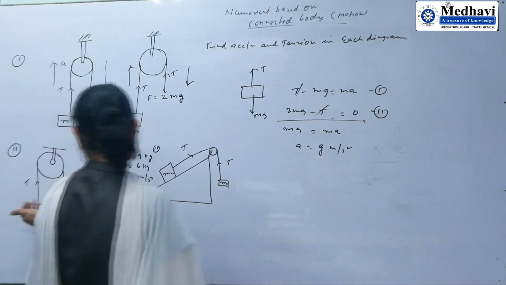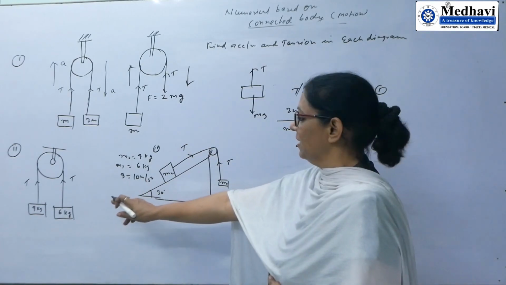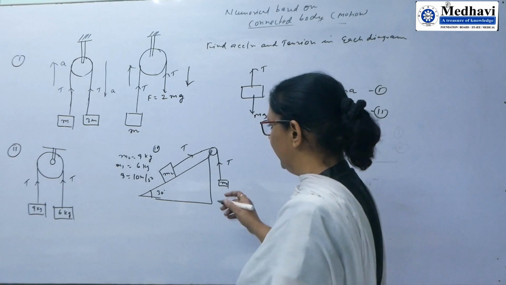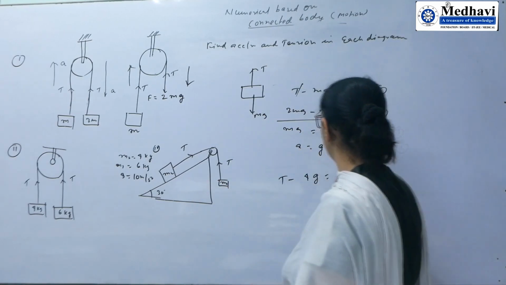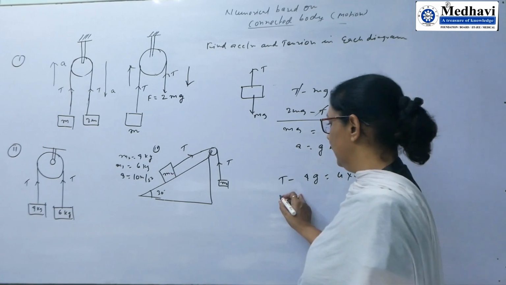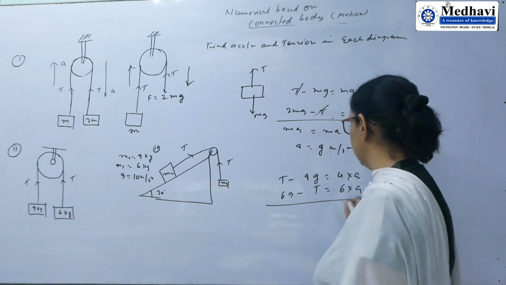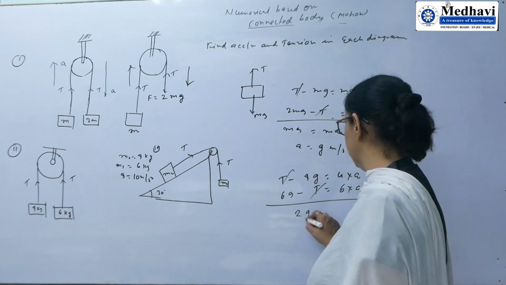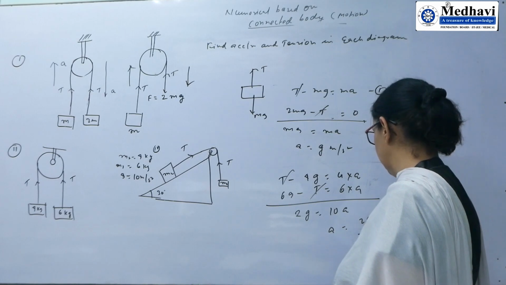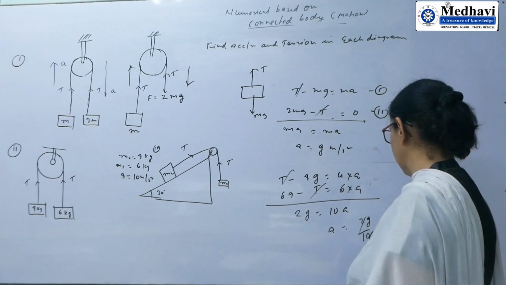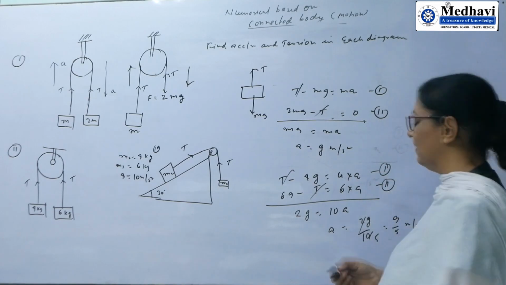In this case, again, the same thing. Question number 3, same thing. FBD of that first 4 kg body: T minus 4g is equal to 4 into a, and 6g minus T is equal to 6 into a. Add both the equations, that is 2g is equal to 10a. So a is equal to 2g by 10, that is g by 5 meter per second square. Put the value in equation 1 and 2, we can get the value of T.